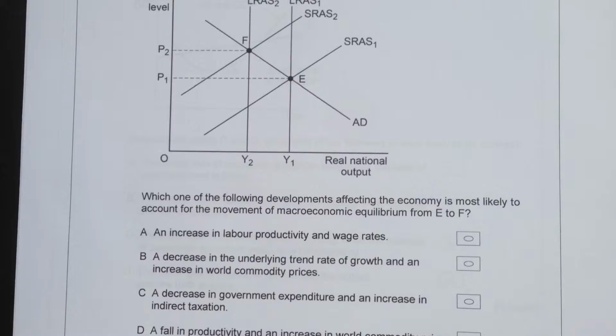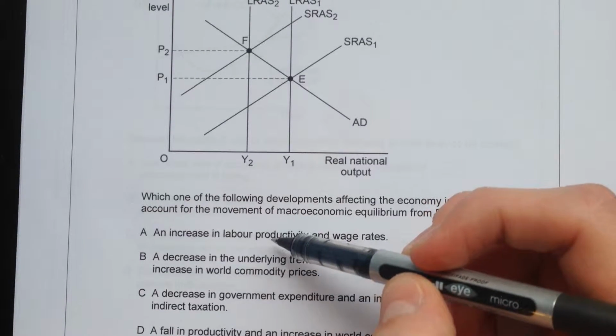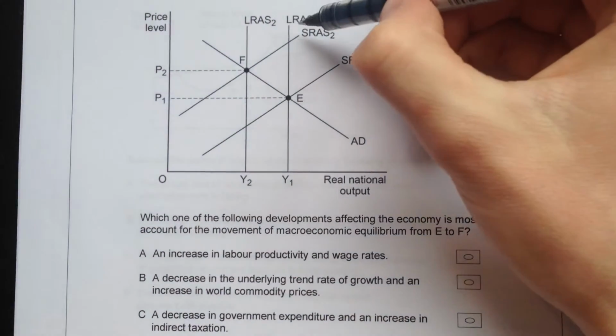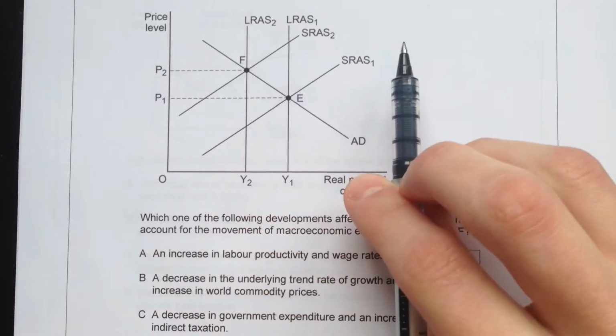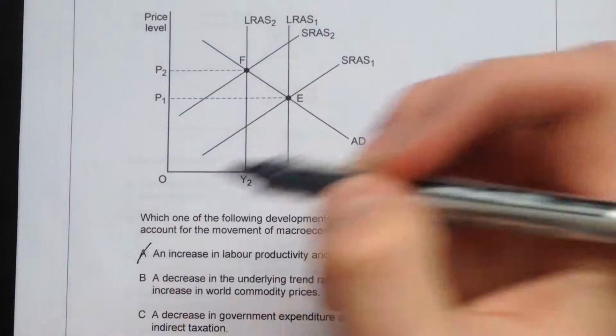A, an increase in labour productivity and the wage rate. If there was an increase in labour productivity, it would mean that our economy is able to produce more. That would mean that the LRAS curve will shift outwards because we can now produce more than we did before. So it's not going to be that one.